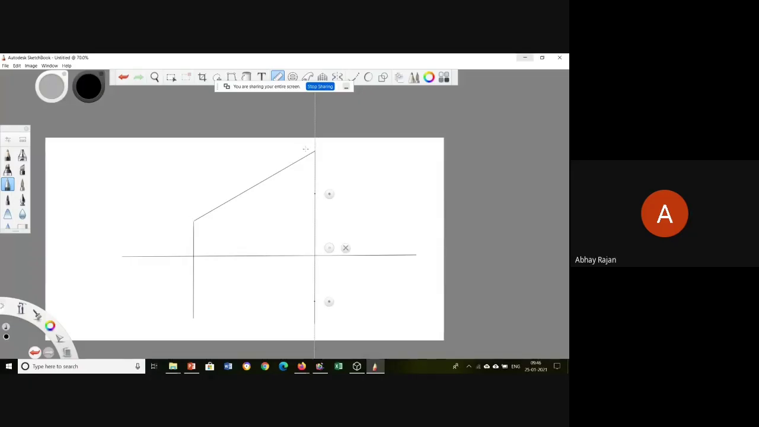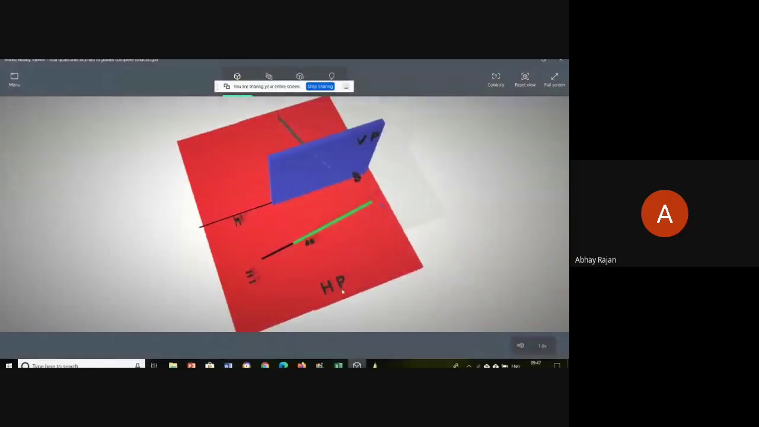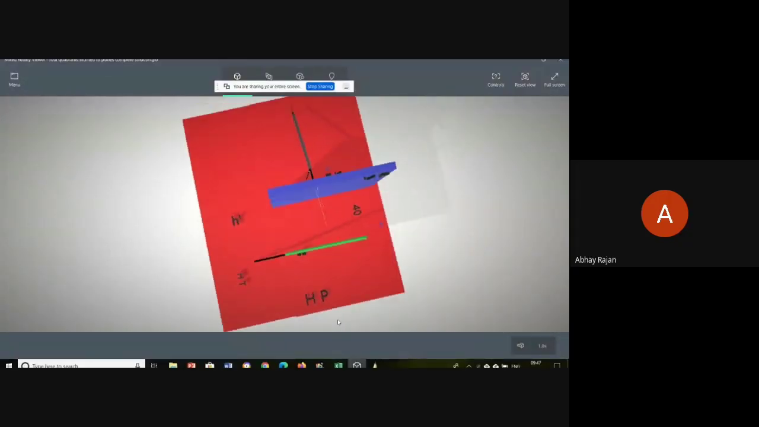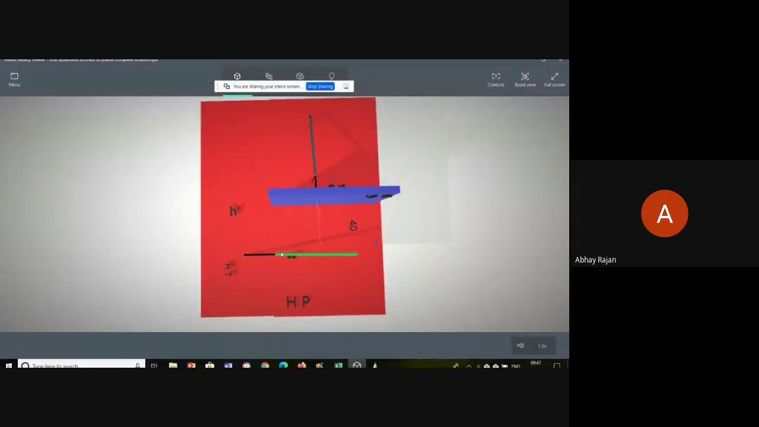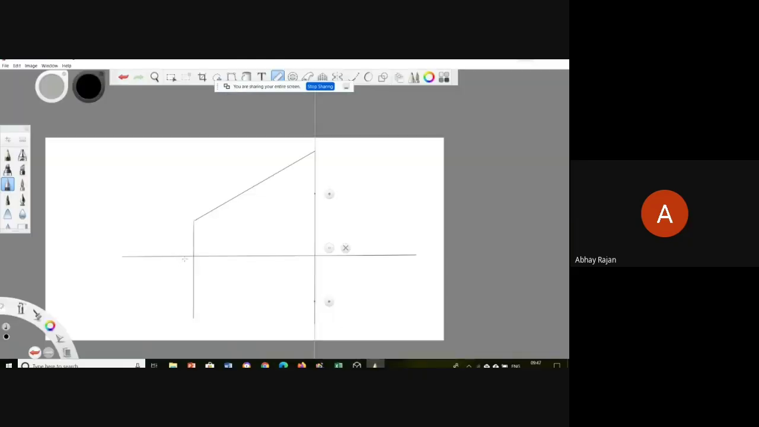That means this a dash b dash can be a thick line, as well as our front top view also can be a thick line. Now here we have seen that our top view will be a straight line, and that will be at an equidistance from 40 mm, right, because it is parallel to VP. Okay, so now we are going to draw. Say suppose this length is 40 mm. Okay, this length is 40 mm.